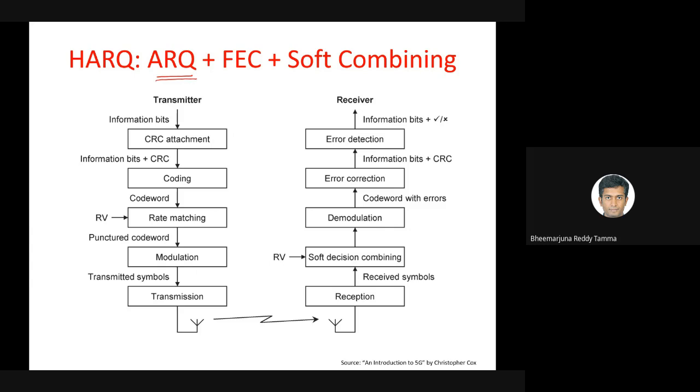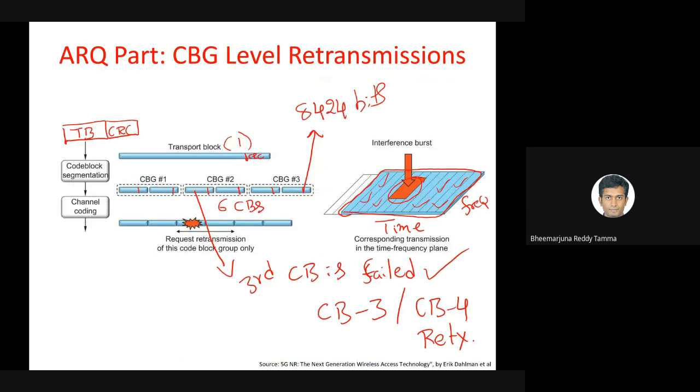So maybe in the next class I will quickly conclude how we do FEC in 5G and how we further do soft combining on top of ARQ and FEC to be able to significantly cut down the retransmissions and make sense of partially successfully received data to improve the spectral efficiency further. This I'll come back and discuss in the following class. So let me stop it here.